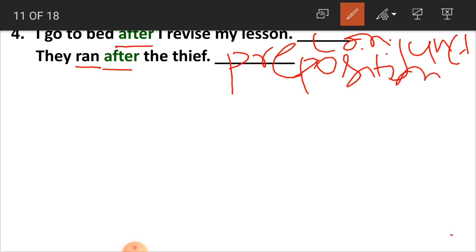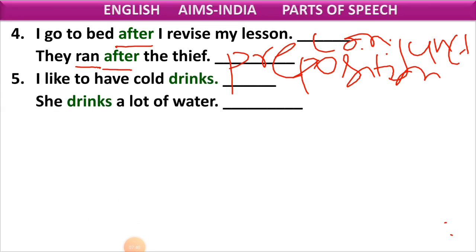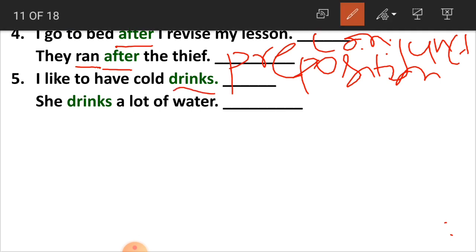Now we'll go to the next one. Yes. Now we'll go to the other sentence. I like to have cold drinks. Drinks is in bold letter. So what part of speech does that reflect? Drinks. Cold drinks. Okay. This becomes our noun. I like to have cold drinks. So we are talking about drinks here. That's why this becomes our noun.